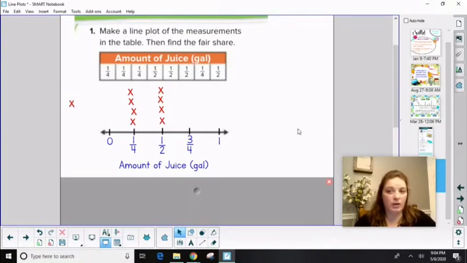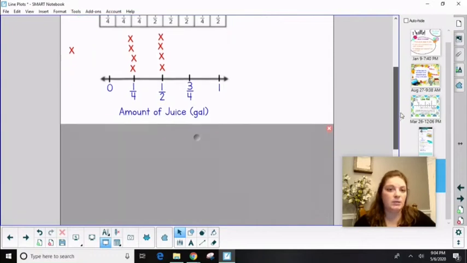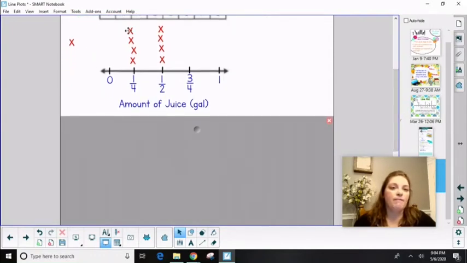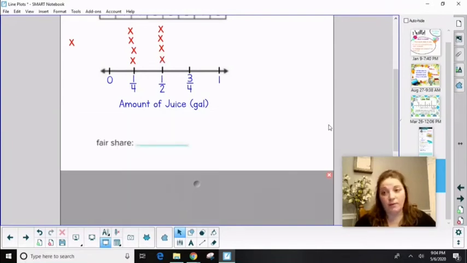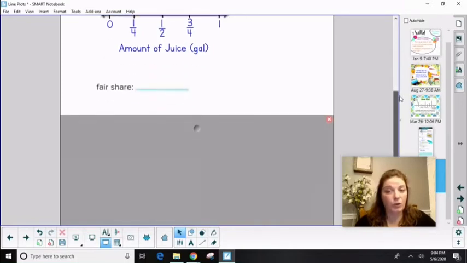Well, we can see that they're actually the same height. So that means that 4 times, 1, 2, 3, 4, this person or those people had a 1/4 gallon of juice, and 4 times they had a 1/2 gallon of juice. So let's find the fair share. Now this is going to look pretty complicated.